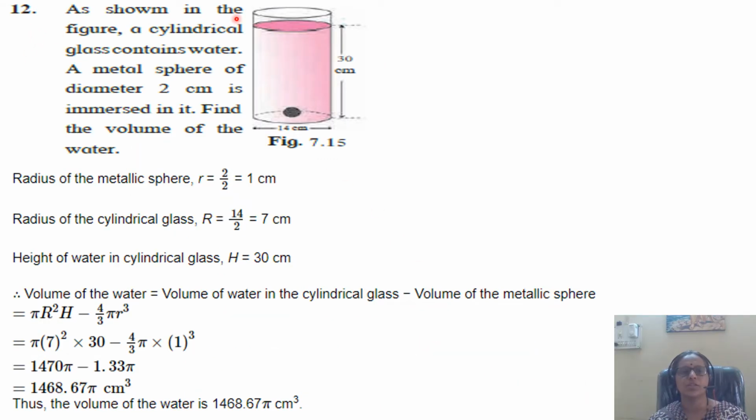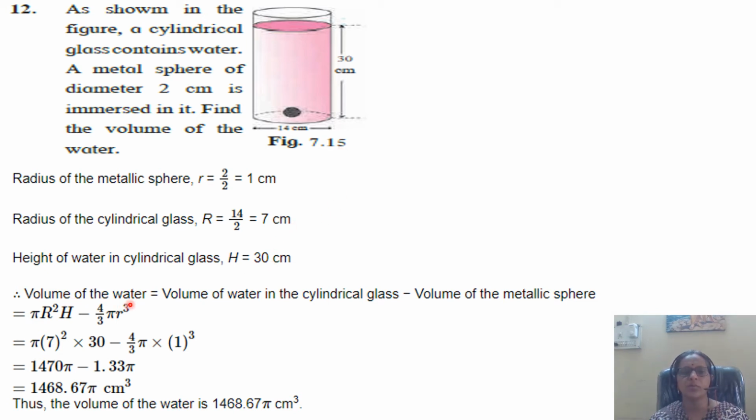Question number 12. As shown in the figure, a cylindrical glass contains water. A metal sphere of diameter 2 cm is immersed in it. Find the volume of water. So this is the metal sphere of diameter 2 cm immersed in water in the cylinder. The cylinder has diameter 14 cm, so the radius of the cylindrical glass is 7 cm, diameter divided by 2. Radius of the metallic sphere: diameter 2 cm, so radius is 2 by 2, that is 1 cm. Then height of the cylindrical glass is 30 cm.